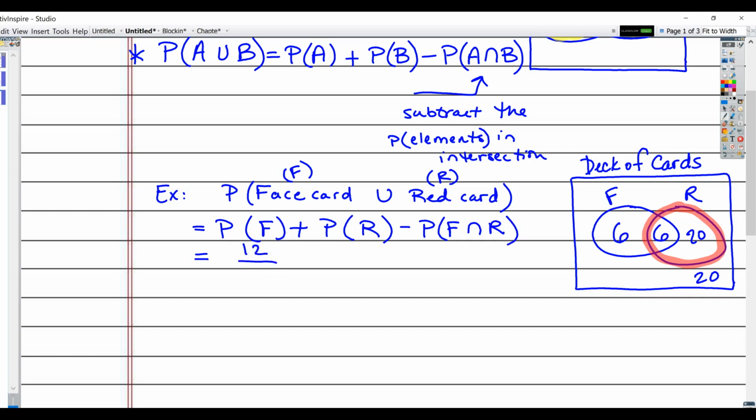12 out of 52. What's the probability of a red? 26 out of 52. So is that my answer? No. Minus 6. I have 6 over 52. I have to subtract the 6 over 52. So that is going to be what? 32 over 52. Now, if I physically count the 6 plus the 6 plus the 20, there is my 32 right here. So it's giving me this 32 out of 52.